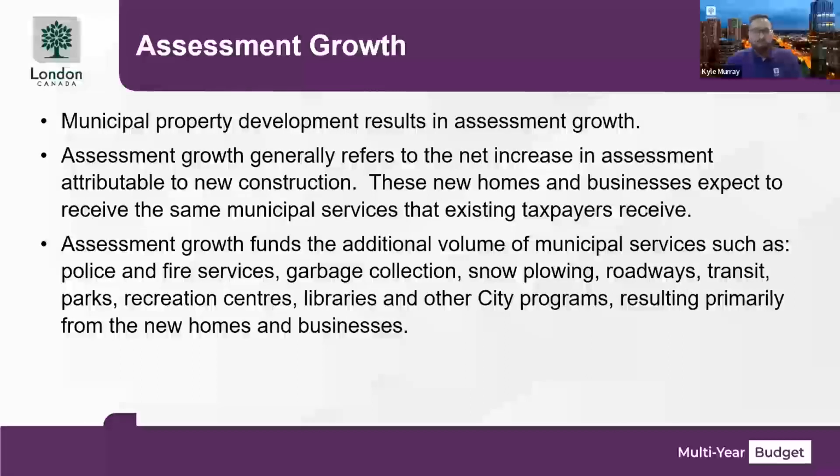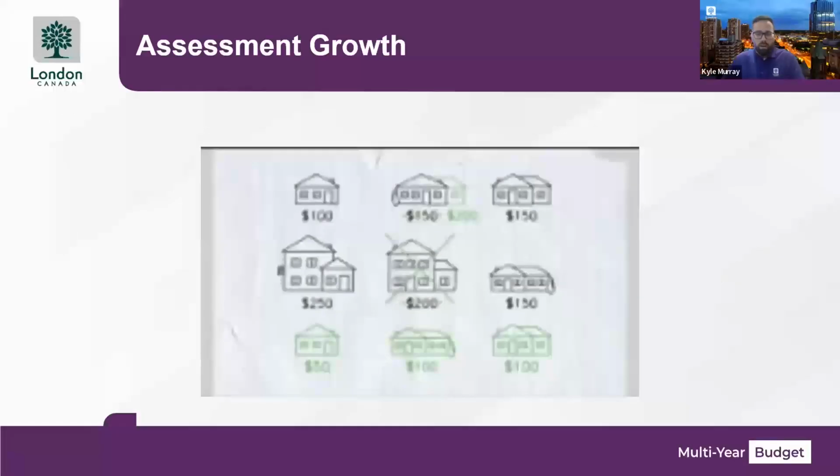So, think about things like police and fire services, garbage collection, snow plowing in new subdivisions, new roads that need to be maintained, extending transit service, parks, maintaining new parks, new recreation facilities, that sort of thing. These are all new costs that need to be funded in order to continue delivering the services that all Londoners receive to these new homes and businesses as well. So let's watch another video, and I think this provides a really good overview of assessment growth as well.